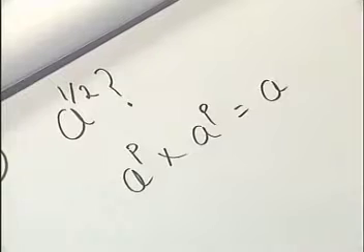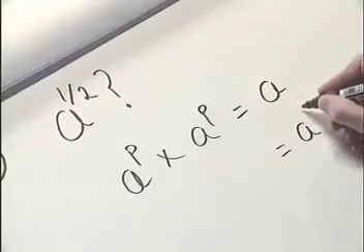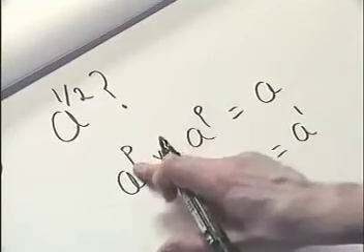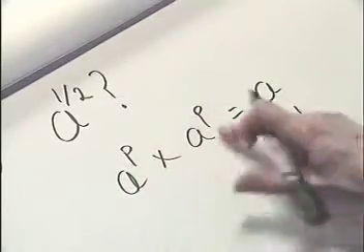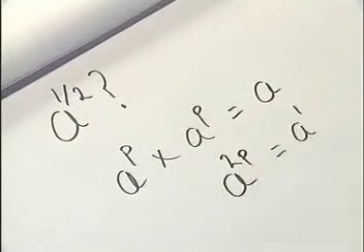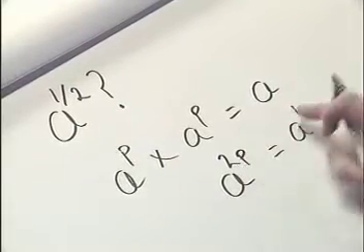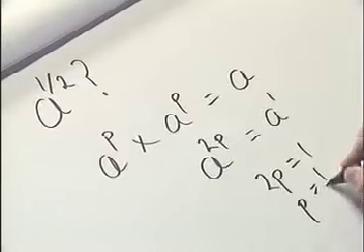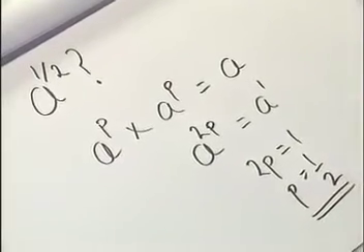Just a, that's a to the power 1. And a times by a, each with a p on, a to the p times by a to the p, using our rule, would be a to the 2p. So 2p must be the same as 1. In other words, p is a half.